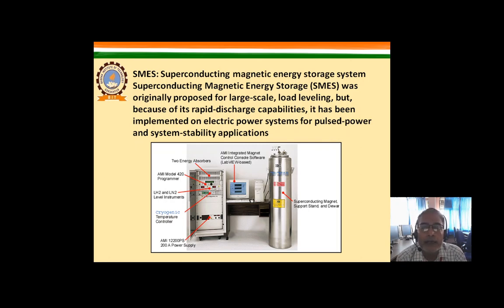As you can see in this figure, there are two energy absorbers, an AMI Model 420 programmer, LH2 and LN2 level instruments, a cryogenic temperature controller, and an AMI 12200 PS 200 ampere power supply. There is one AMI integrated magnet control console, software LabVIEW based, and the superconducting magnet support stand and lever.